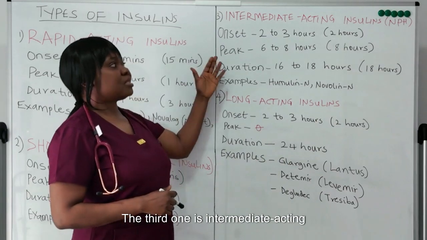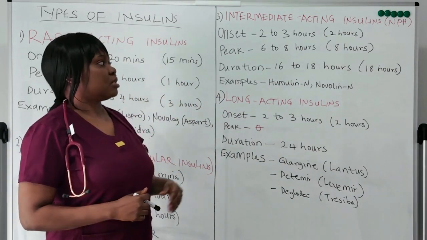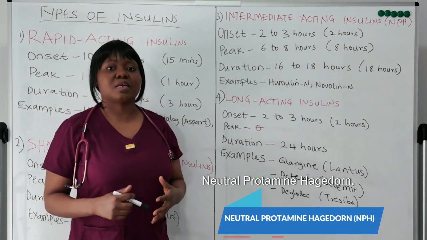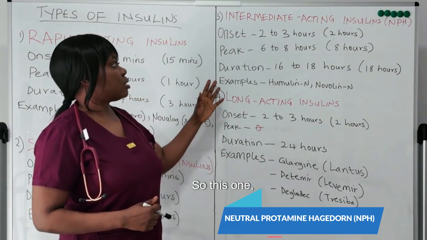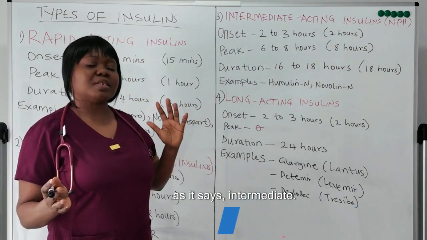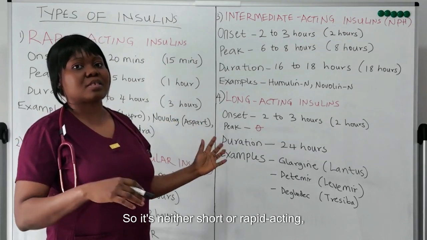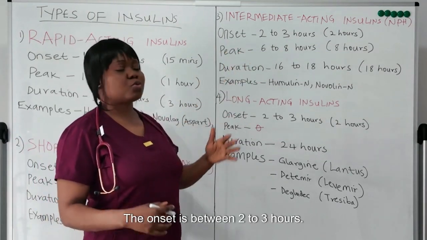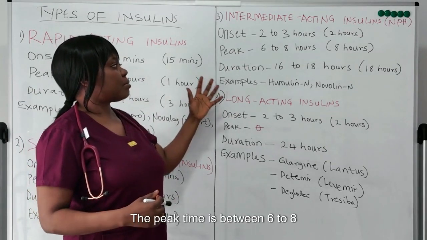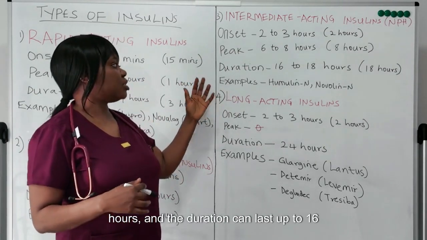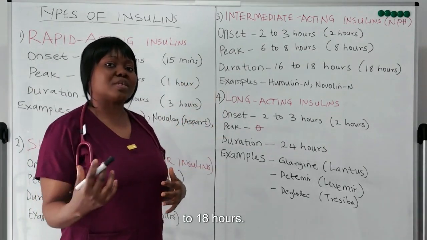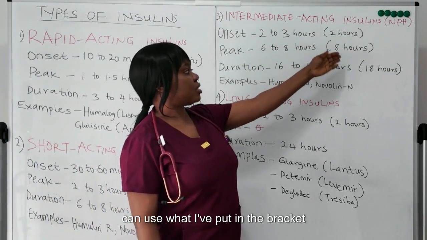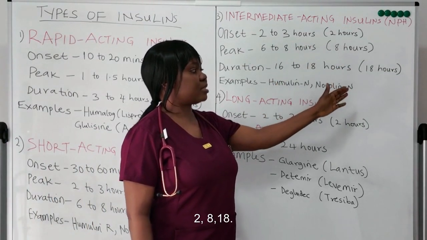The third one is intermediate-acting insulin. These ones are the ones we call NPH, neutral protamine Hagedorn. As it says, intermediate, it's neither short or rapid acting, neither is it long acting, it's in between. The onset is between 2 to 3 hours. The peak time is between 6 to 8 hours, and the duration can last up to 16 to 18 hours. To also help you remember this one, you can use what I've put in the bracket: 2, 8, 18.